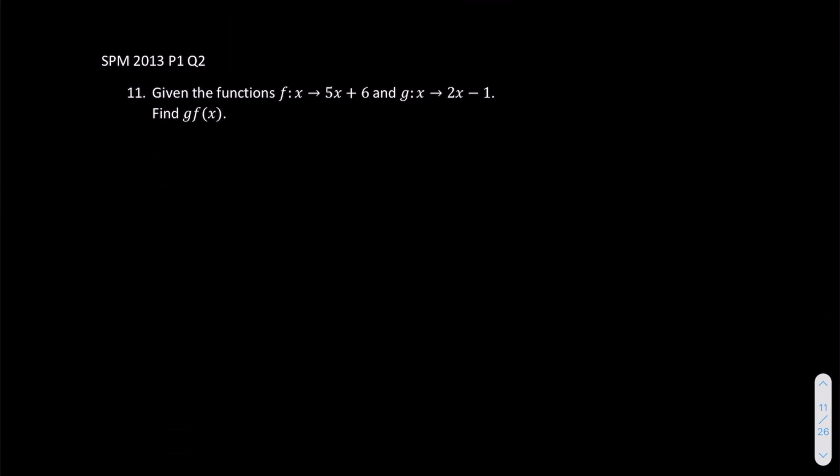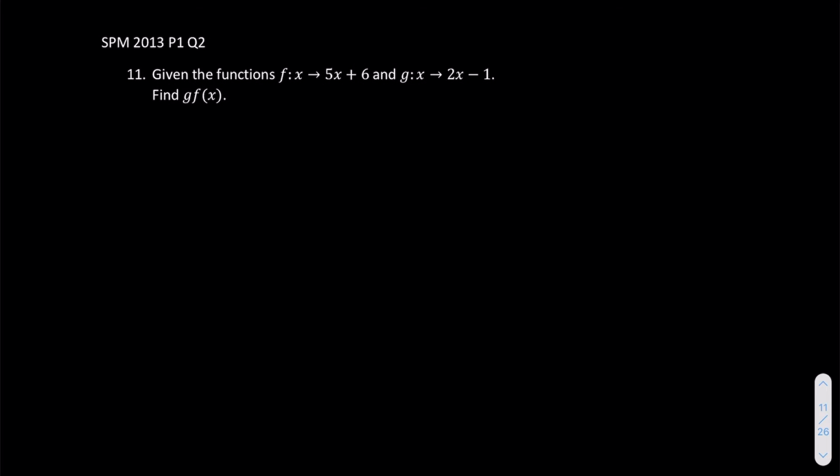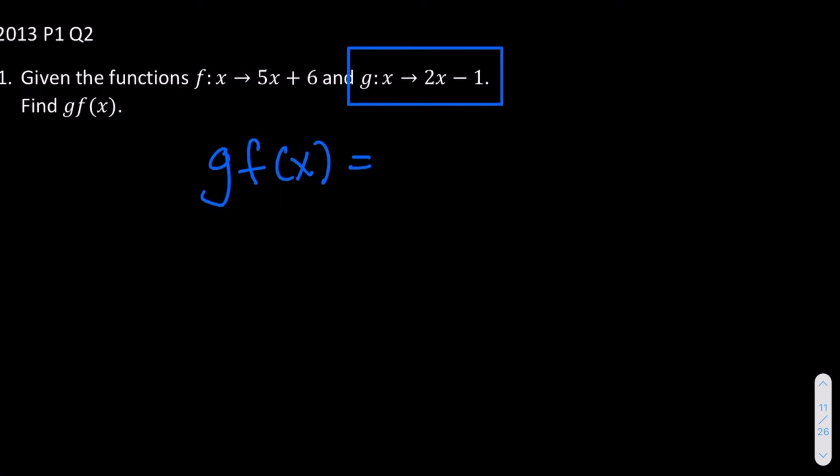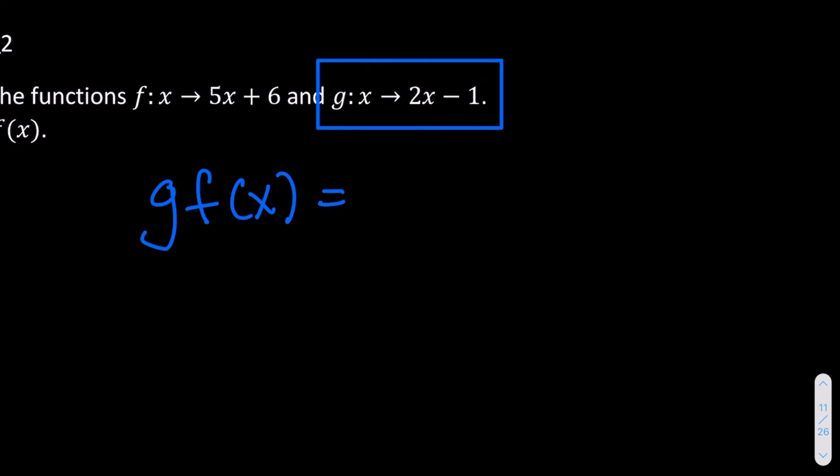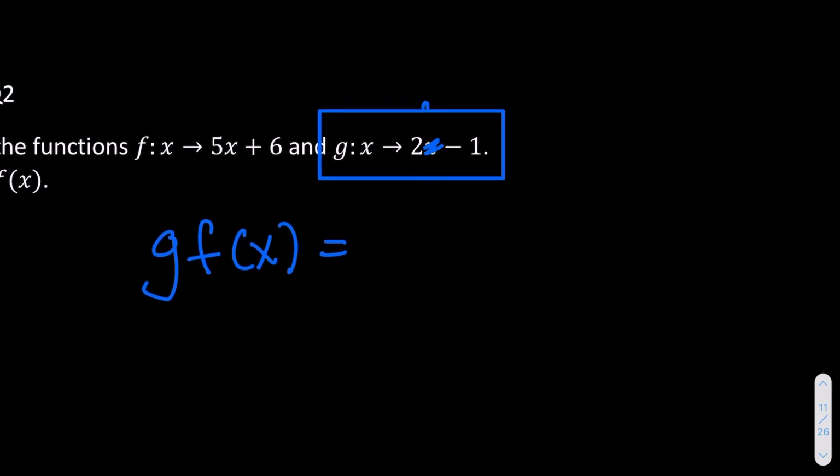Question 11 now. Given the function f of x is 5x plus 6, g of x is this one, find gf of x. So this is very easy. Gf of x means that we're going to the function g and change all the input to become f of x. So first thing, we go to the function of g and change all the x to become f of x. So now we say that is 2 f of x minus 1.